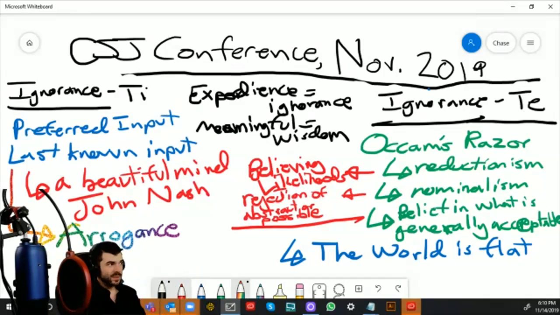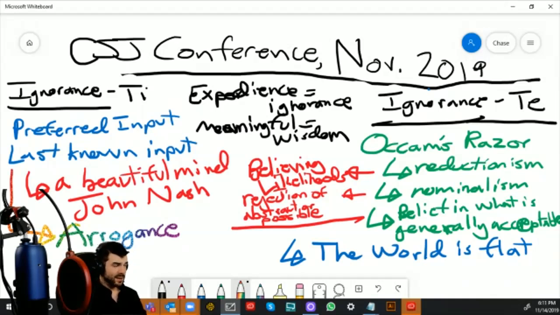Ignorance for TI: Occam's razor. Ignorance for TE: reductionism, nominalism, ignorance. You all are ignorant. If you have a TI or a TE, you are ignorant. What you have to do is become a healthier version. When people were made or designed, because again, I maintain intelligent design is the truth, not spontaneous mutation or evolution from spontaneous evolution. I maintain intelligent design is where mankind came from.